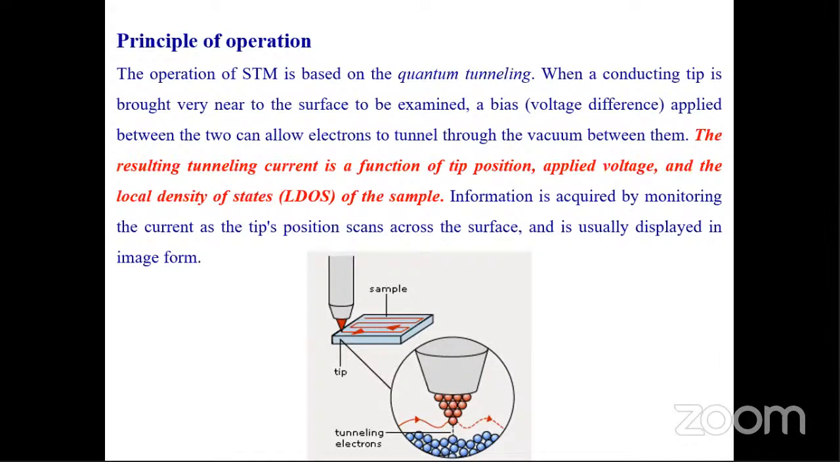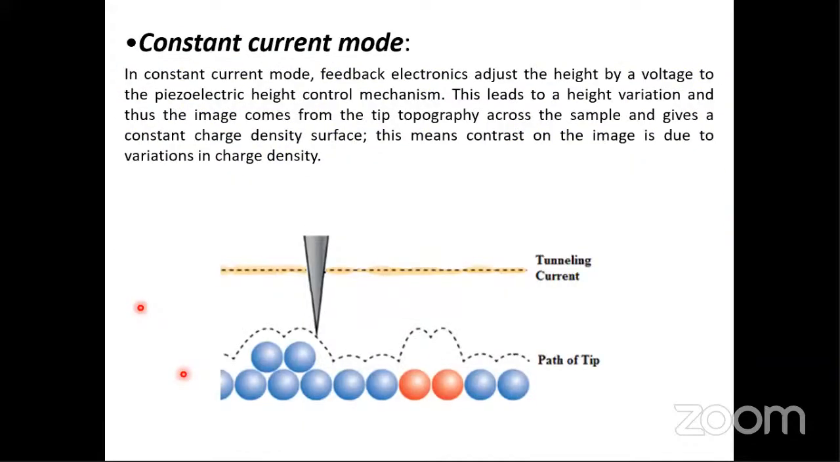The imaging is usually done in two methods. One is constant current mode, and the second one is constant height mode. So this is the constant current mode. This is the rough surface of the sample, and this is the scanning tip. In the constant current mode, we keep the current constant. Suppose the tip is here, and this is the location of the tip.